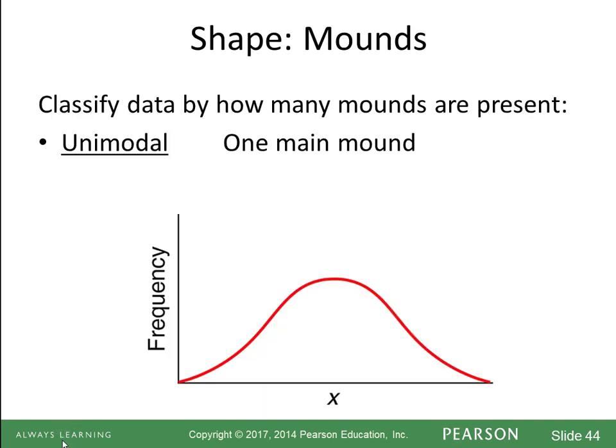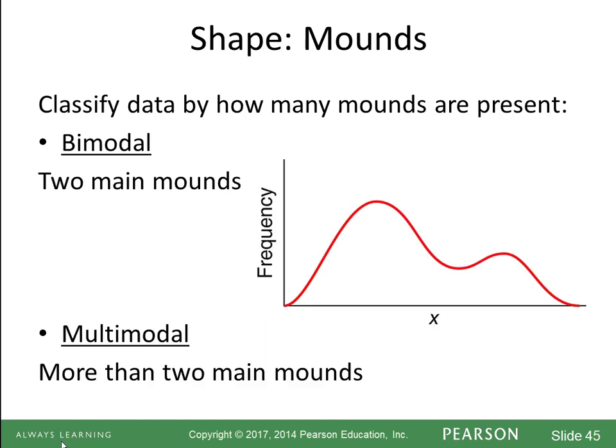So when we talk about the mounds, the mode is the name of a piece of data that happens the most often, and that's where your histogram would be the tallest. When you have one tall, it would be unimodal, one mode. When you have two bumps, it's bimodal, in that you have two bumps.